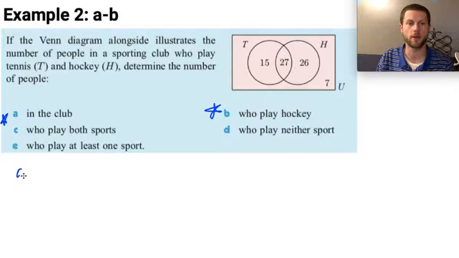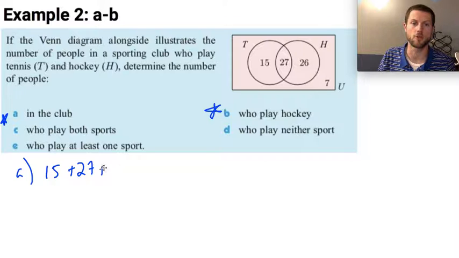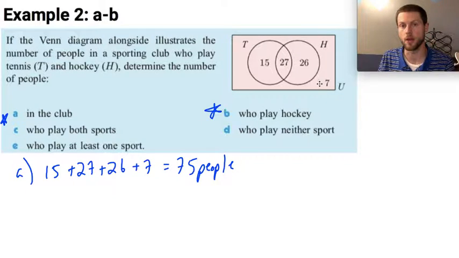So first off, let's talk about all the people who are in the club. And the club is, in this case, just what the sample space is. So every single person inside of this Venn diagram is in the club. So I'm just going to add up all of the numbers, since all of these regions represent a different grouping of people. So 15 plus 27 plus 26 plus 7, that's equal to 75. So that's 75 people in the club. And you'll notice the 7 here, I can't forget that one. They're in the club, they just don't play tennis or hockey.